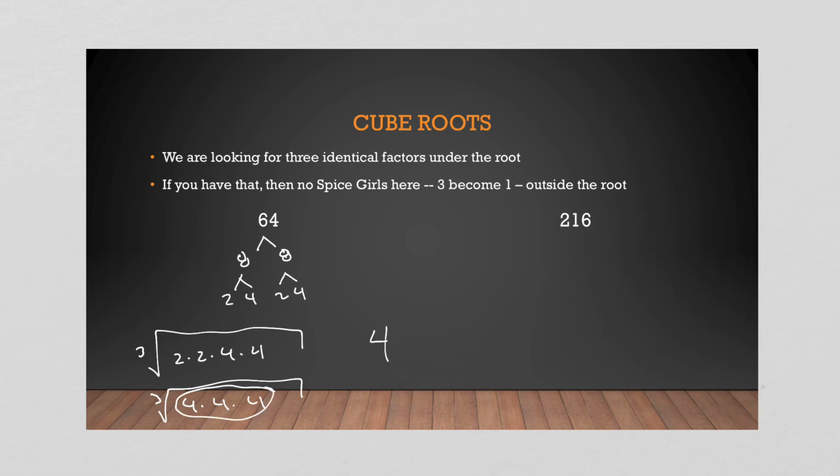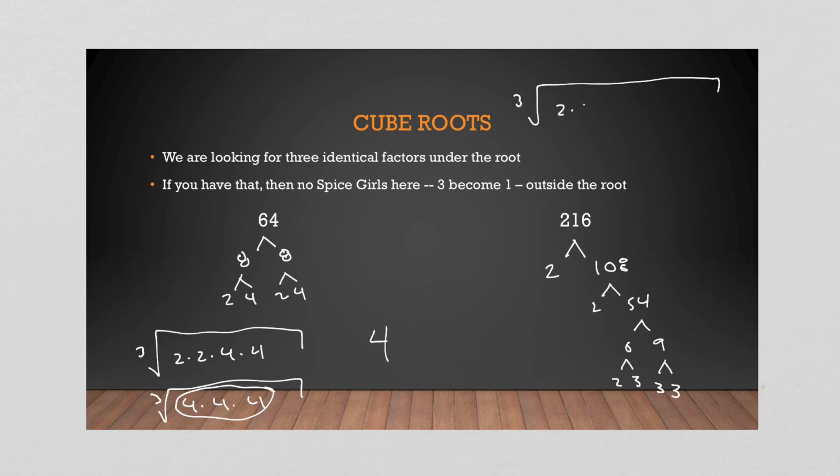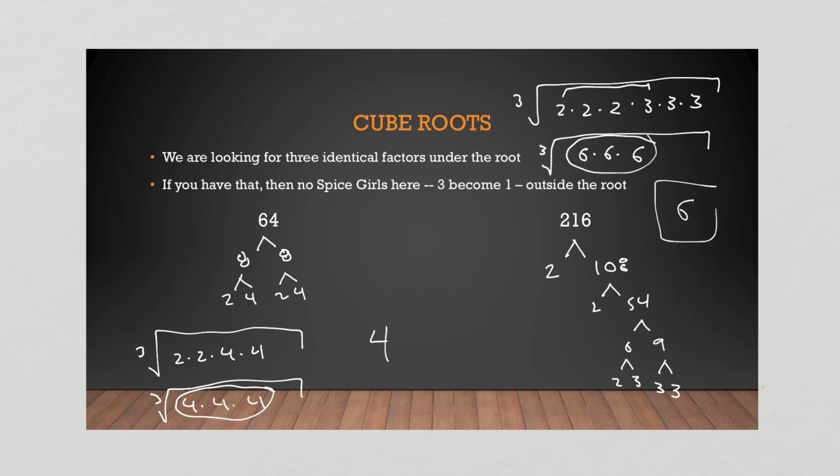And then for 216, 2, and you get 108, and then 2 and 54, and then 6 and 9, and yes, my factoring is quick, but you'll get there too. Just all the way down to primes, because now I have the cube root of 2 times 2 times 2 times 3 times 3 times 3. And what I'm looking for is 3 identical factors. And in this case, I would pair up my 2's and my 3's. So I have 6 times 6 times 6. 3 comes out as 1.